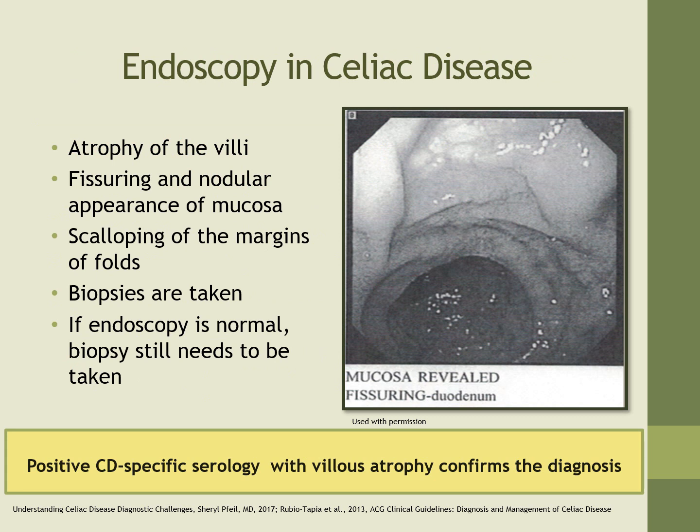There are typical changes in duodenum which can be seen on endoscopy, such as atrophy of the villi, fissuring, nodular appearance of mucosa, loss of folds, and scalloping of folds. Gastroenterologists will take the biopsy of the intestinal mucosa during endoscopy. Even if endoscopy looks normal, biopsies need to be taken, because the affected duodenal mucosa may have patchy characteristics. Multiple biopsies are required, including 1 or 2 biopsies of the bulb, and at least 4 biopsies of the further part of the duodenum. Positive celiac disease serology with villus atrophy confirms the diagnosis.